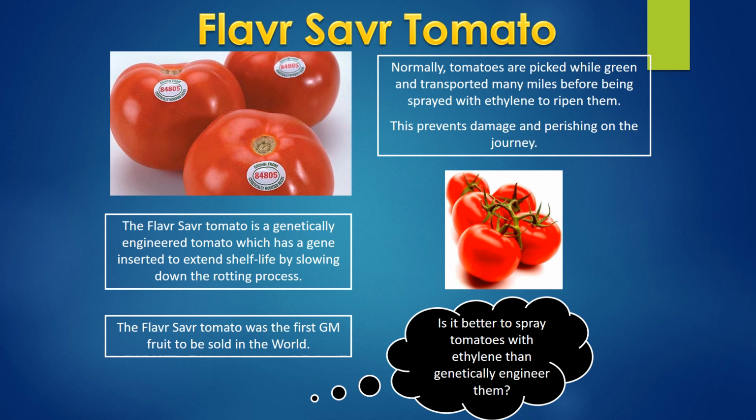The other way we tend to get tomatoes to ripen is that we spray them with ethylene, which affects a hormone which causes them to ripen at the right time. So we pick them when they're underdone, when they're green, or you can pick them when they're red, and if you've got a genetically engineered plant, it slows down the decay. There we go. It was the first GM food to be sold in the world. Very interesting.